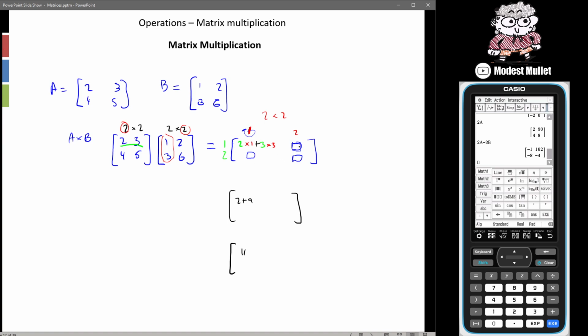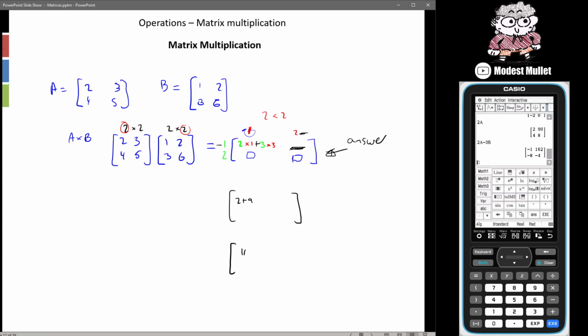Now I can pick any one of these spots in my, I'll call this the answer matrix. I can pick any one of these spots here. Let's pick this one top right. Okay. Now that has the green 1. This spot here is green 1, red 2. So that means I need to use row 1 and I need to use column 2.